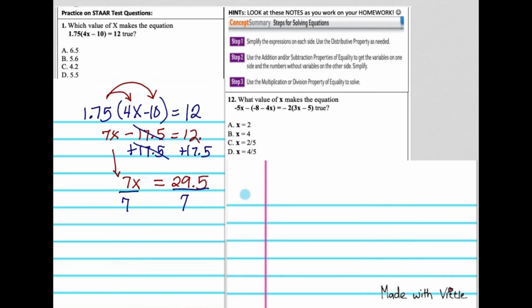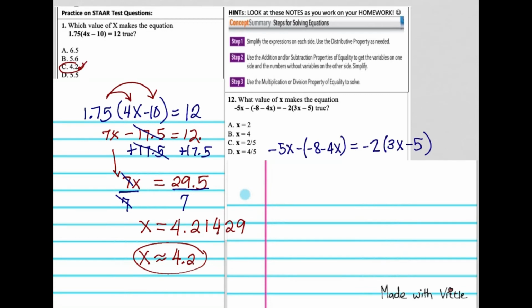Divide both sides by 7 so you can eliminate that 7 and have that x all by itself. Approximately 29.5 divided by 7 is about 4.2. Therefore, our answer is letter C, which is 4.2.